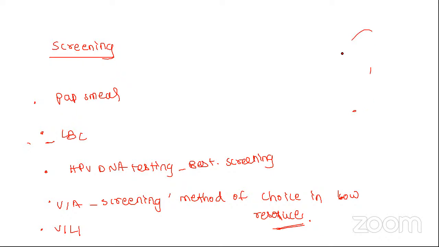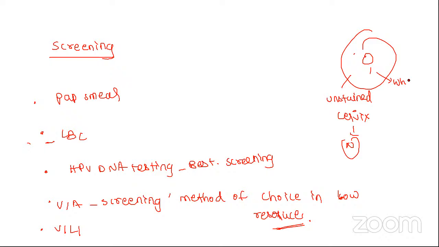So VIA, you put acetic acid on the cervix and visualize the cervix. If you have unstained cervix, it is normal. And if you have a white patch, then it is a cancer.